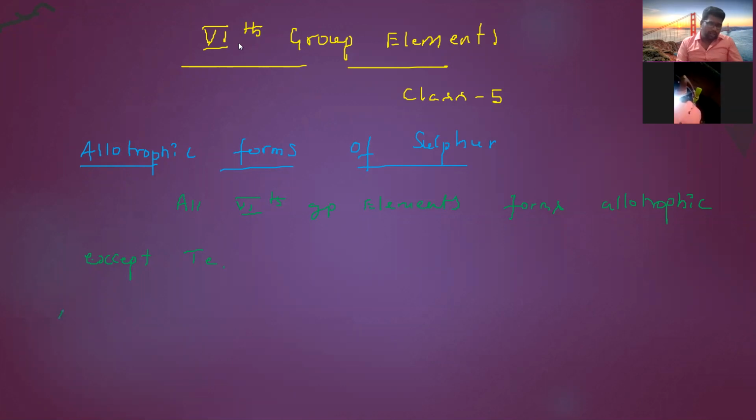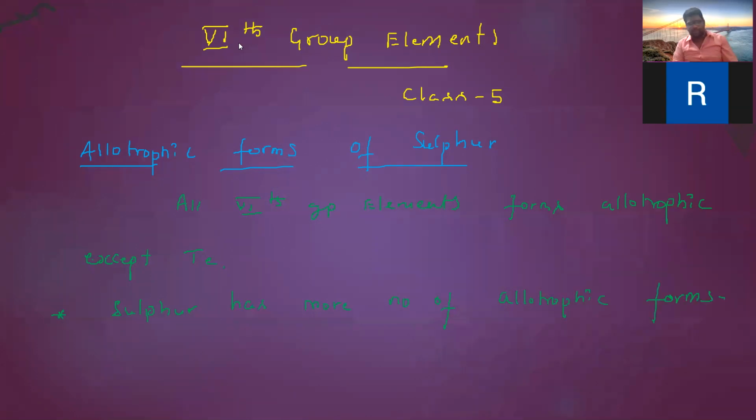So which one is the main point? Sulfur has a large number of allotropic forms, more number of allotropic forms. So one by one. Which one is one? One is alpha sulfur.